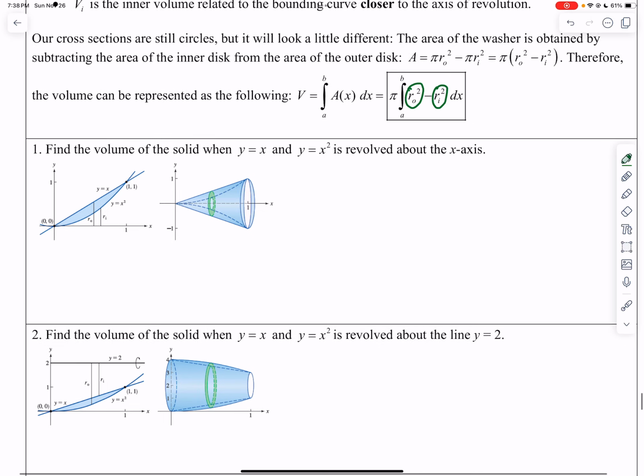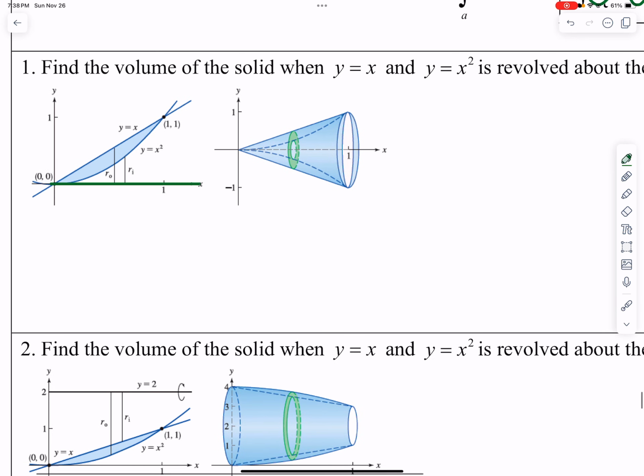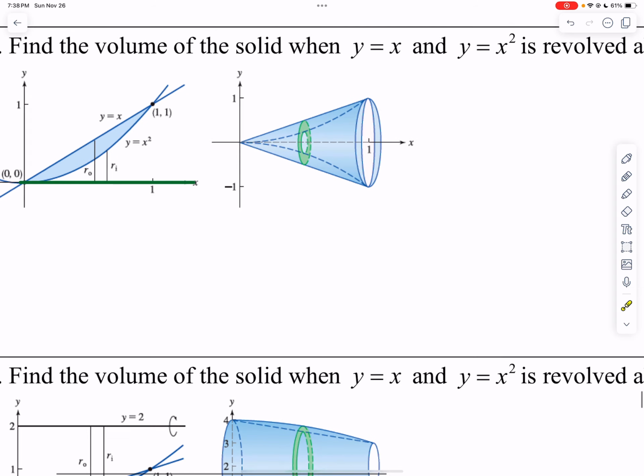All right, so looking at number one right here, we want to find the volume of the solid when y is equal to x, and y is equal to x squared is revolved about the x-axis. Notice how here, this is my x-axis, and my region is not adjacent to the x-axis. You see that there are gaps right here. Because we have a gap, that's going to create this little washer right here.